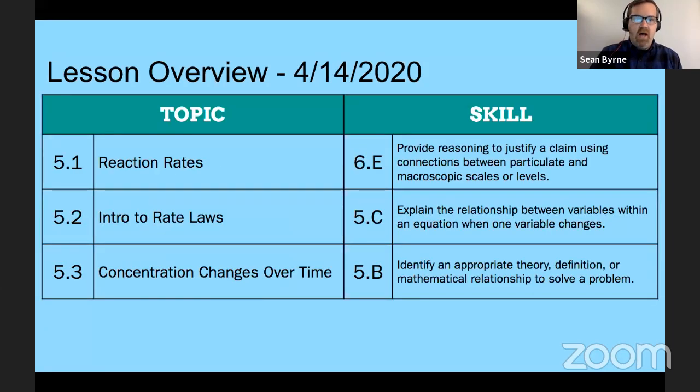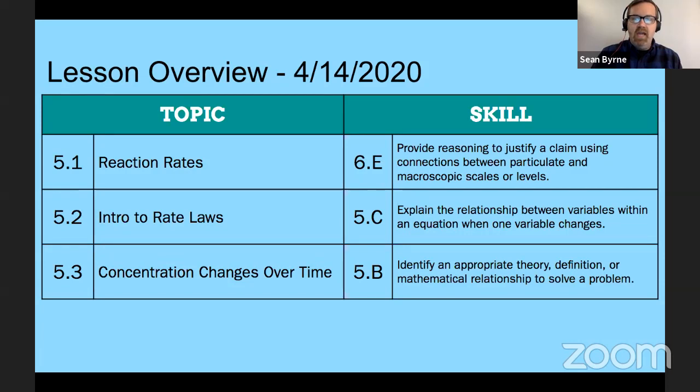Okay, so the topics we're going to look at are the first 3 topics in Unit 5 on kinetics: reaction rates, rate laws, and concentration changes over time. We'll be looking at integrated rate laws, how they differ from the rate law proper.